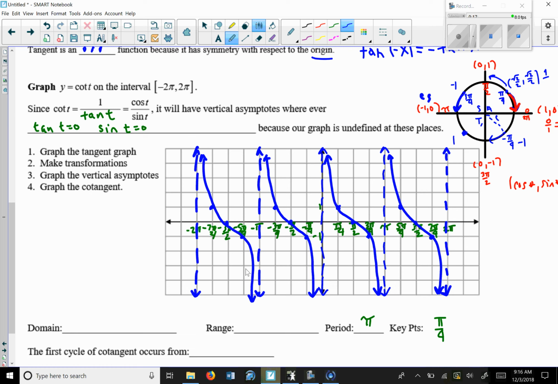So if it helps you to use a tangent graph and make the transformations and then go ahead from there to do the graph, that's fine. It's just kind of a preference thing. Usually if we're doing transformations, it's a lot easier to use the tangent graph first.